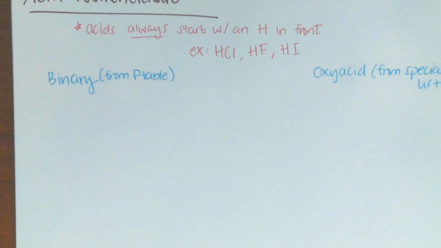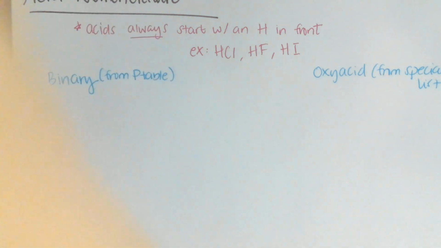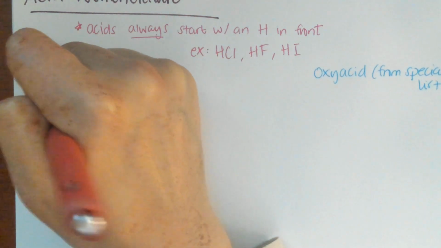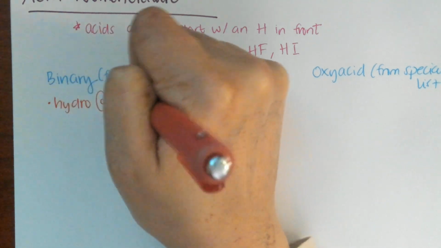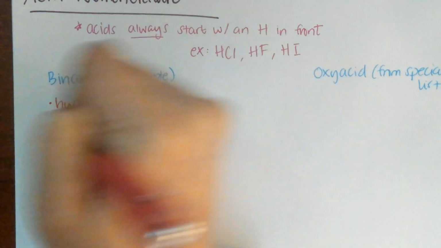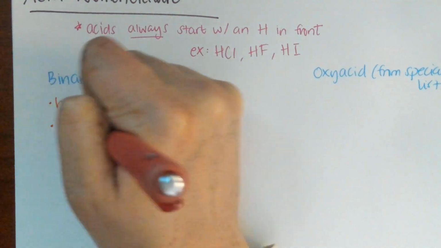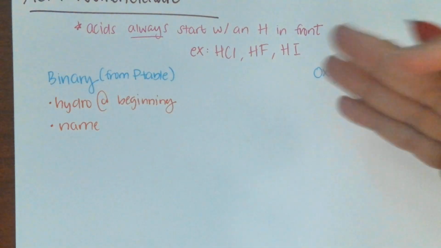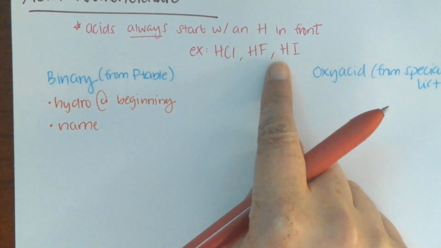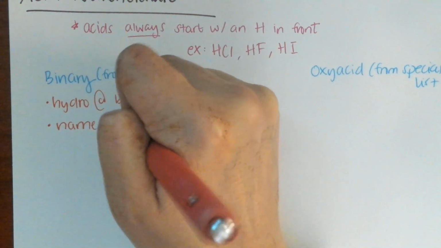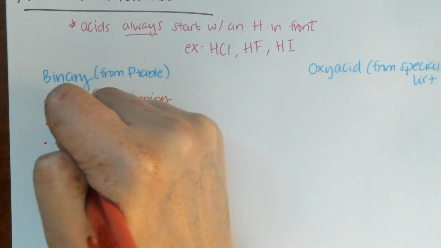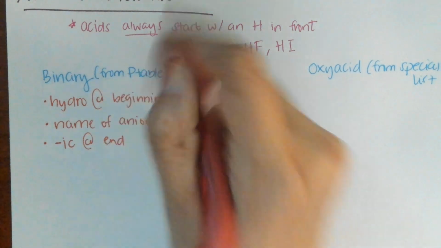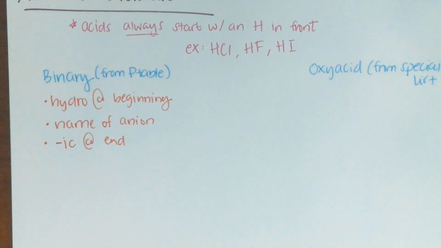So the rules for naming binary acids is first, you must put hydro at the beginning. And then you put the name of your anion, so like chlorine, iodine, fluorine, like what I've put up here. Name of anion, whatever nonmetal that is, and then you add ic at the end. So this is basically the formula to building your name.